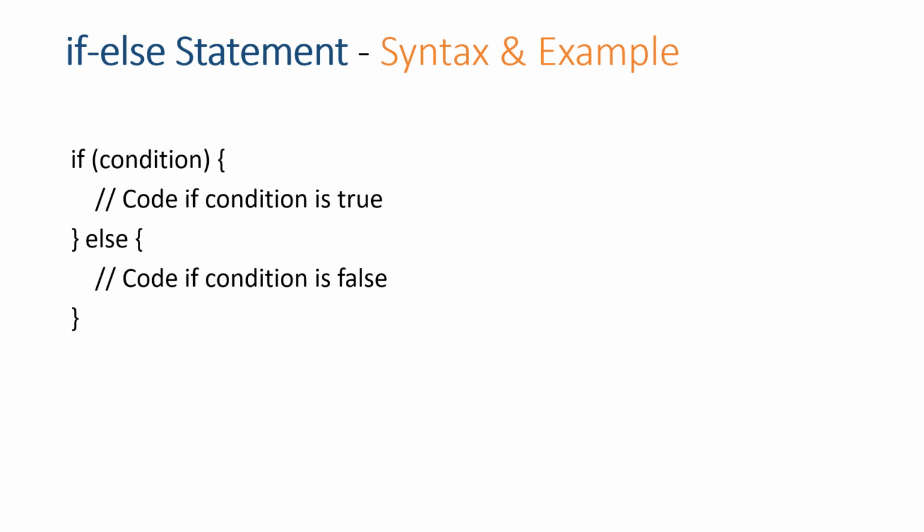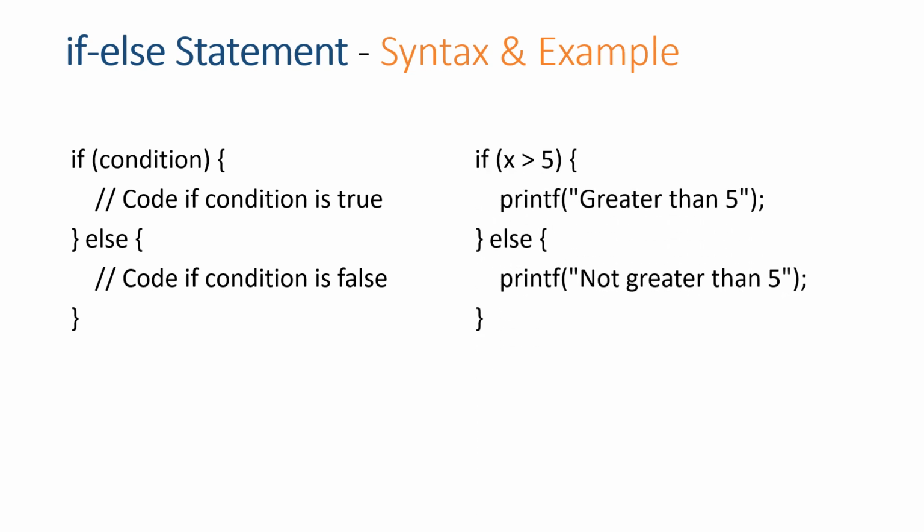So here you can see the syntax: if the condition is true, a set of statements will be executed, and if it is false, the other block of statements will get executed. Here you can see the example: if x is greater than 5, it has to print that it is greater than 5, and otherwise it has to say it is not greater than 5.